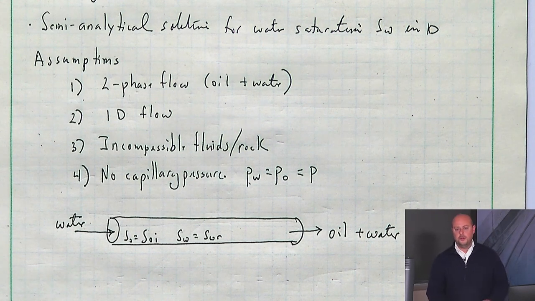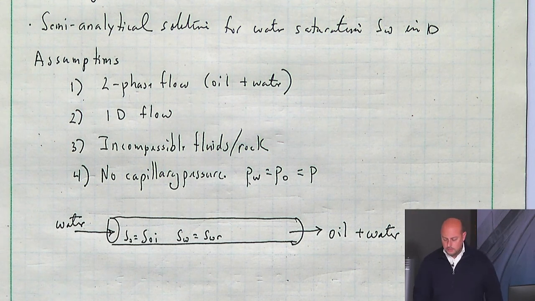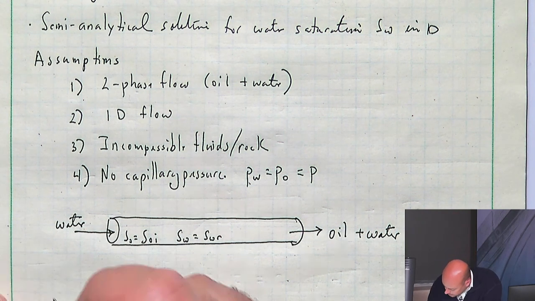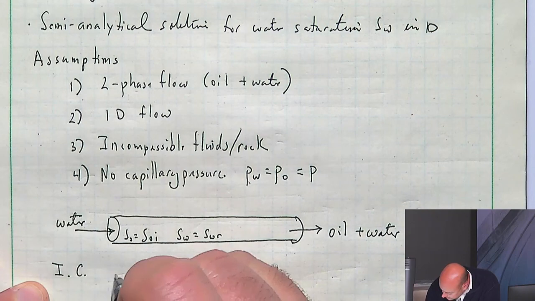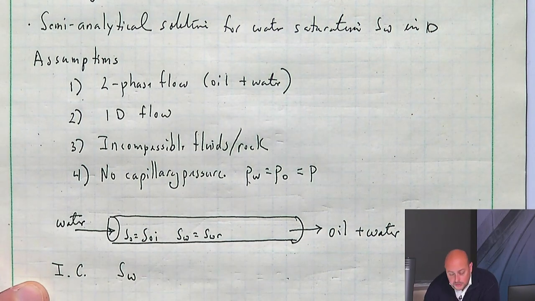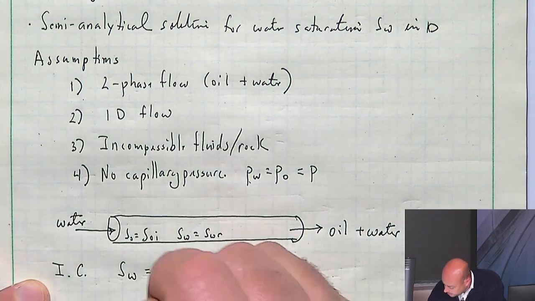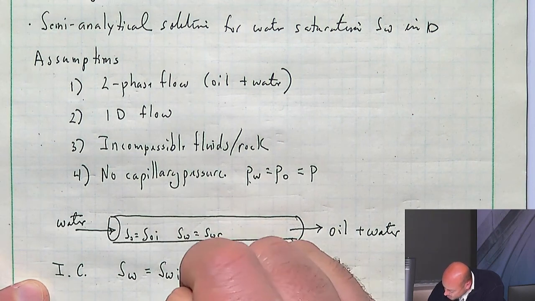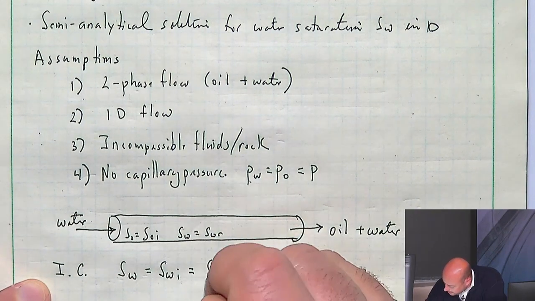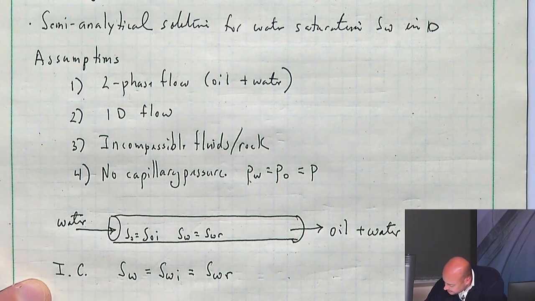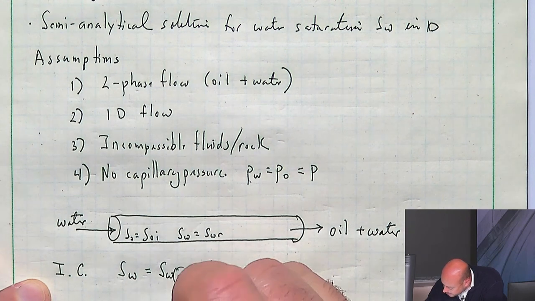Anytime we solve a differential equation, whether it's an ordinary differential equation or partial differential equation, we always have initial and boundary conditions. That's the only way you can solve it. So you need an initial condition. The initial condition is that SW is given. So SW is equal to SWI, which doesn't have to be, but most of the time in this class is going to be SWR. The I stood for initial.